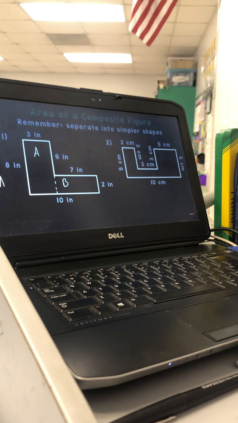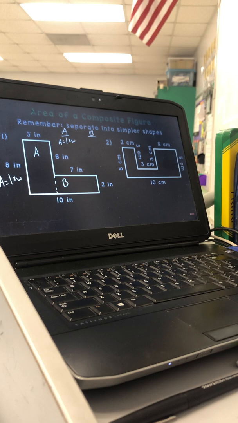And that's going to help keep me organized as I work through this problem. I know that for finding the area of a rectangle, area equals length times width. So now let's find the area of our rectangle A and rectangle B. So area equals length times width.